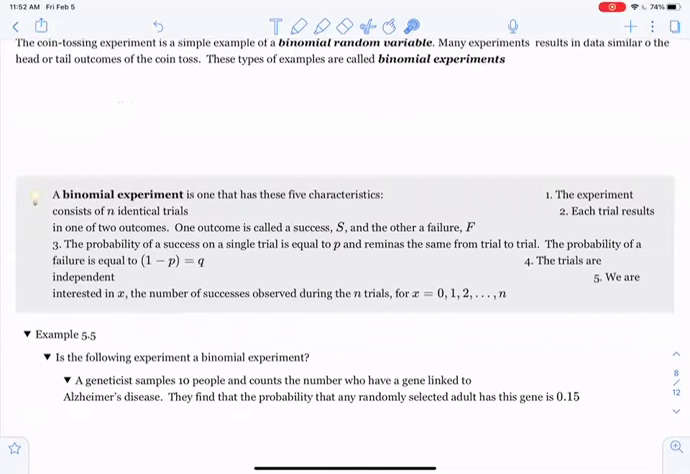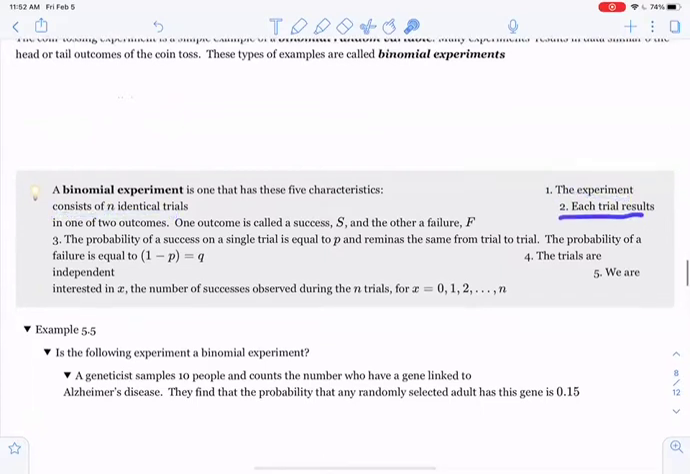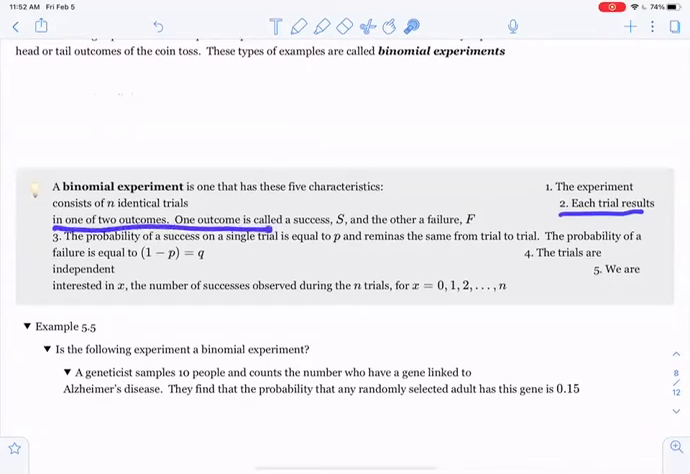A binomial experiment is anything with these five characteristics. One, the experiment consists of n identical trials, right? There must be n trials. Two, each trial results in one of two outcomes. We call one outcome a success, and again, that success is based on our desired outcome. The other is a failure.